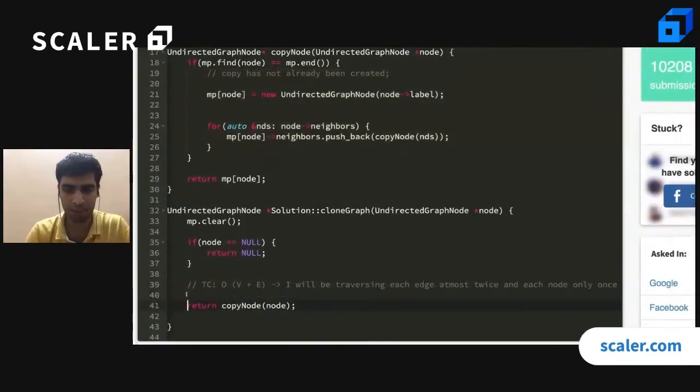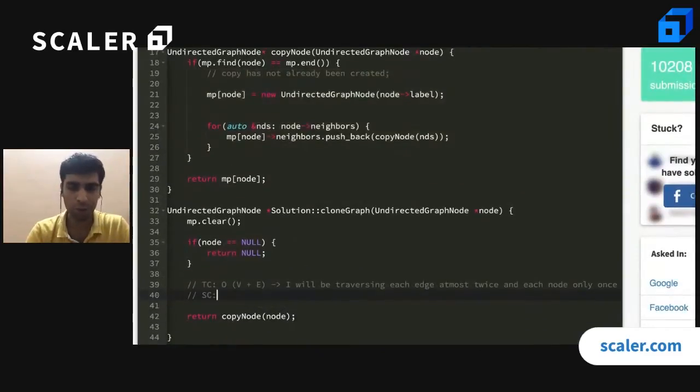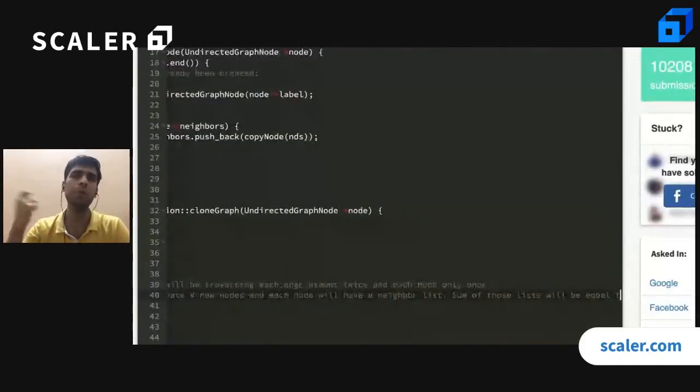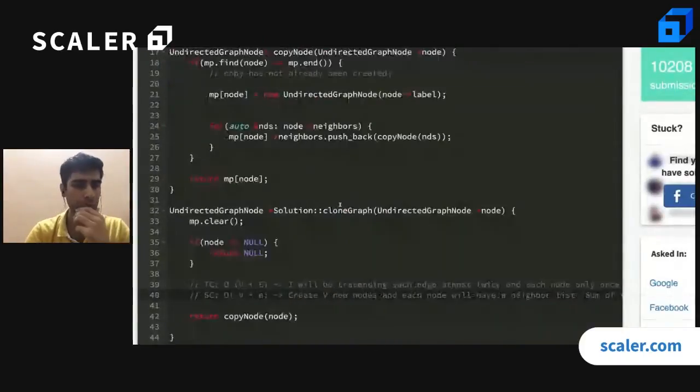What is the space complexity going to be? The space complexity is also going to be order of V plus E, right? Why? Because I'm going to create V new nodes, and each node will have a neighbor list. The sum of those lists will be equal to 2E actually. So still it becomes order of V plus E.